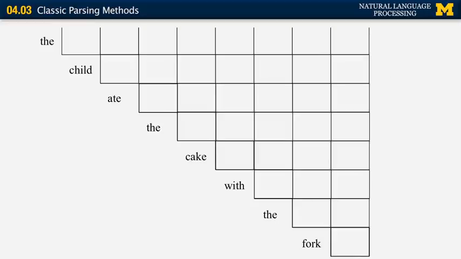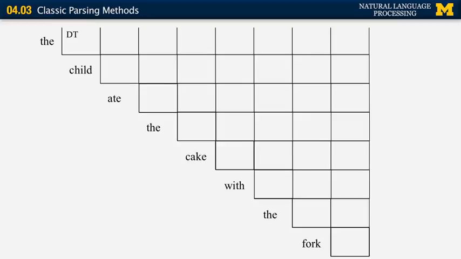So the CKY method works by building a dynamic table. Each of those cells here tells you how to parse a substring of the original sentence from a given word to another given word. So for example, at the very beginning, we want to build a parse for the word the. So the word the, looking at the lexicon, is a determiner. So this cell here includes the information that the word the is a determiner.